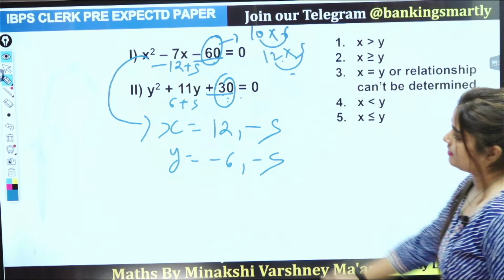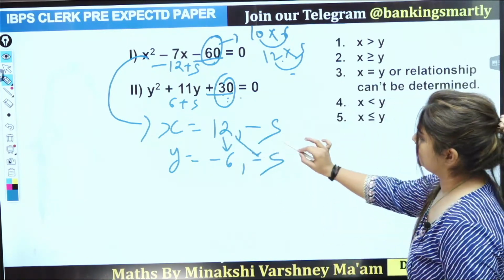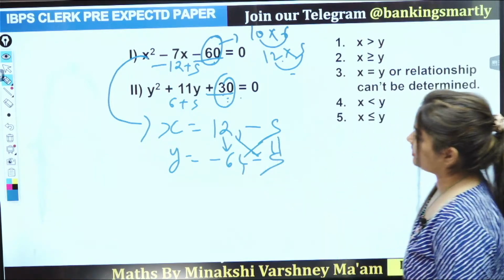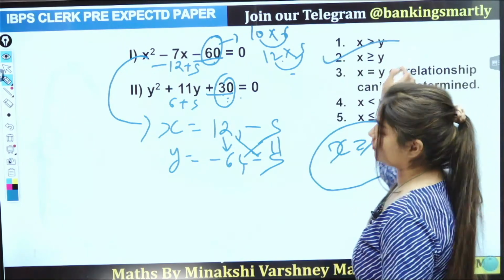What we have here, 12 is greater than this because this is positive. This one is equal to this, and this one is also greater than this. That means overall, x is greater than or equal to y. Option number 2 is correct.